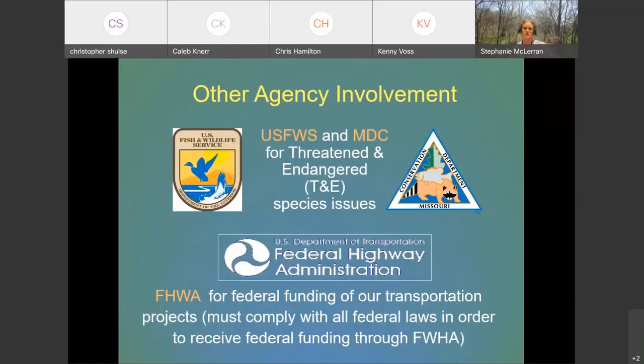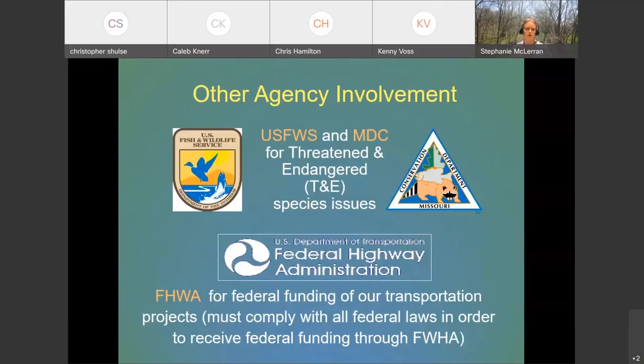And then those are the two main agencies we deal with, the Corps and DNR, but then we could also be involved with Fish and Wildlife Service. If there's any threatened or endangered species in the area, we'll be working with them for that, because we cannot get a 404 permit without having those things cleared first.